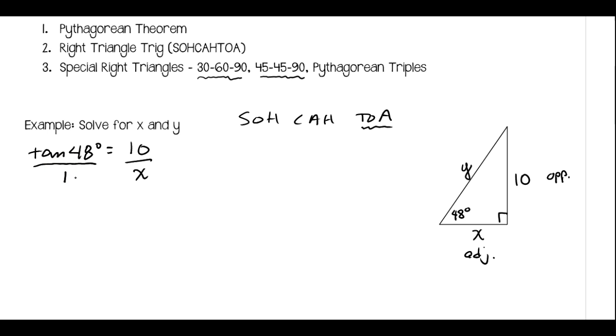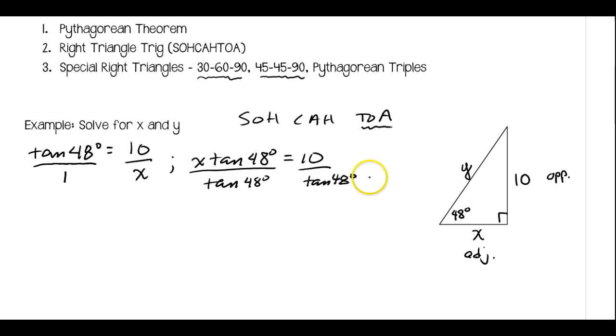So I'm going to put that over 1. I'm going to cross multiply. So I get x tan 48 is equal to 10. Divide both sides by tan 48. And make sure that you hit your mode button on your calculator and make sure that you are in degree mode so that your answer is in degrees. And 10 divided by tan 48 should give us around 9.0.